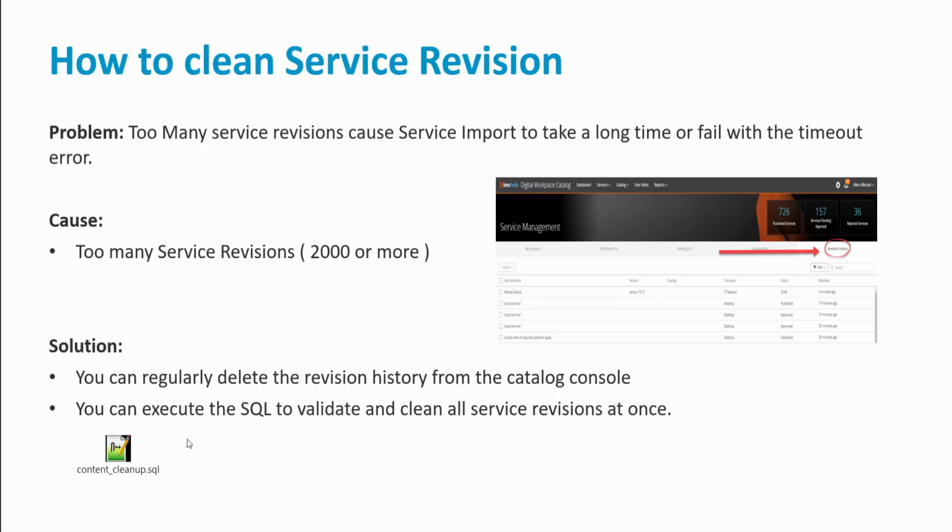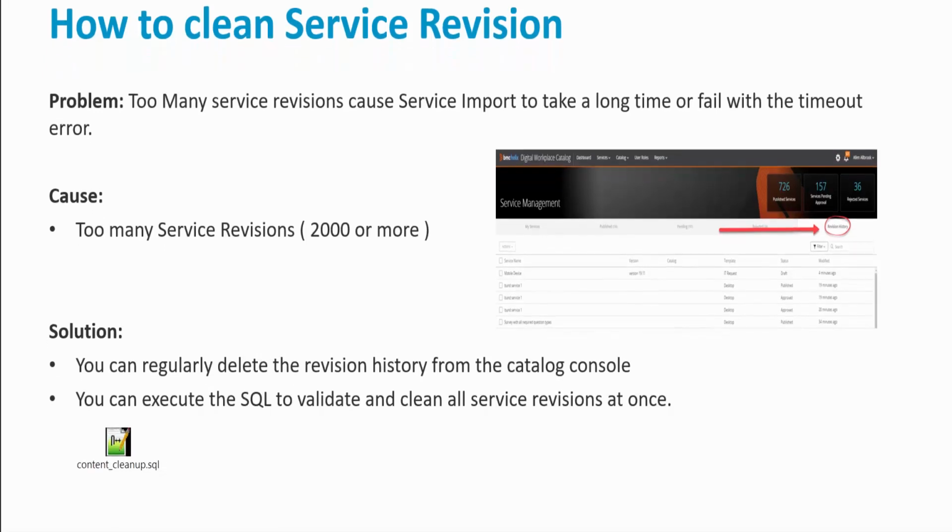The solution, or recommendation, is that if the service revisions are very minimal, like in the number of 2 to 20, you can leverage the DWP catalog console to clean up those service revisions. The other solution to this problem is that starting in 2008 version, we also came up with the option that you can export only the latest revision as opposed to exporting all those revisions.